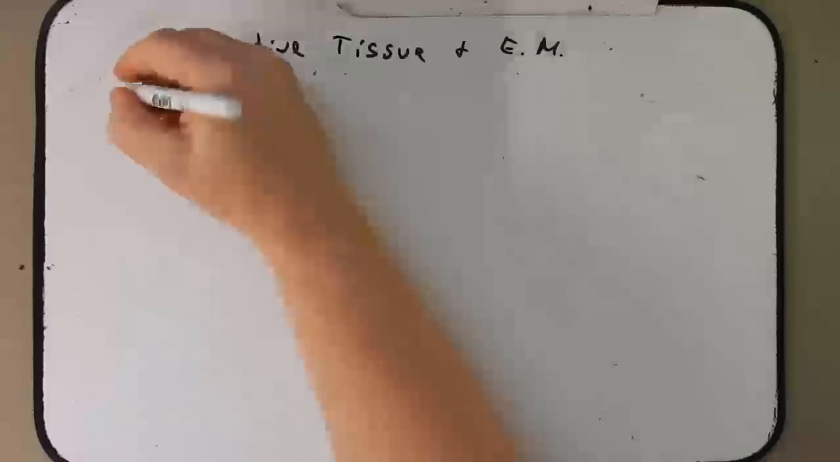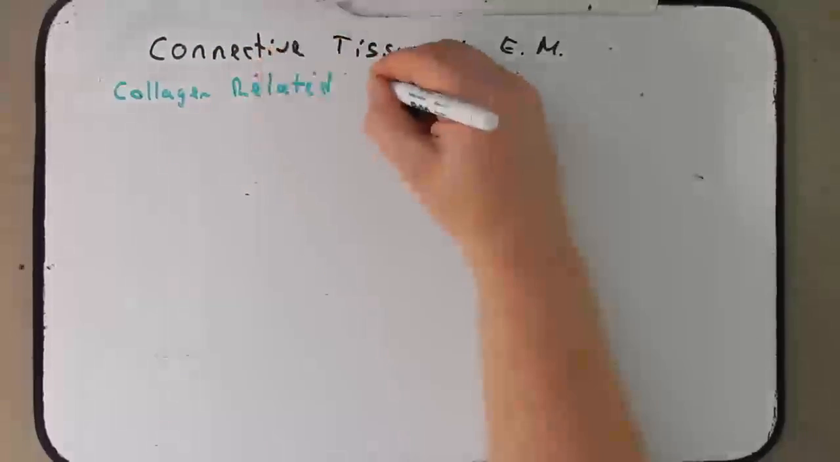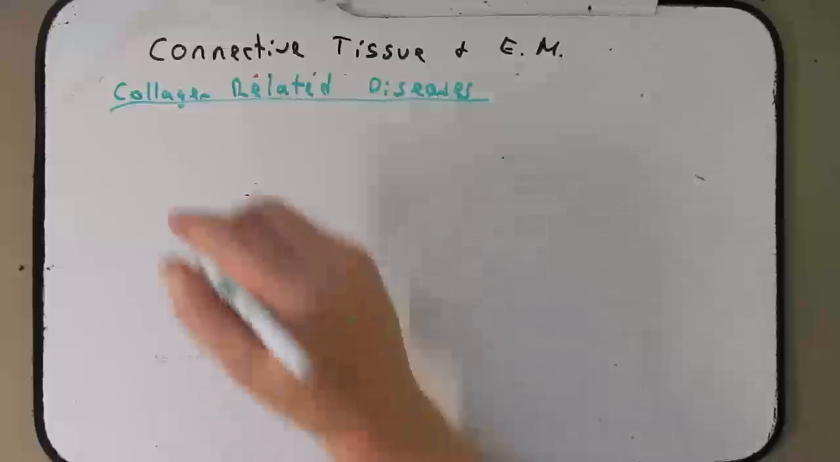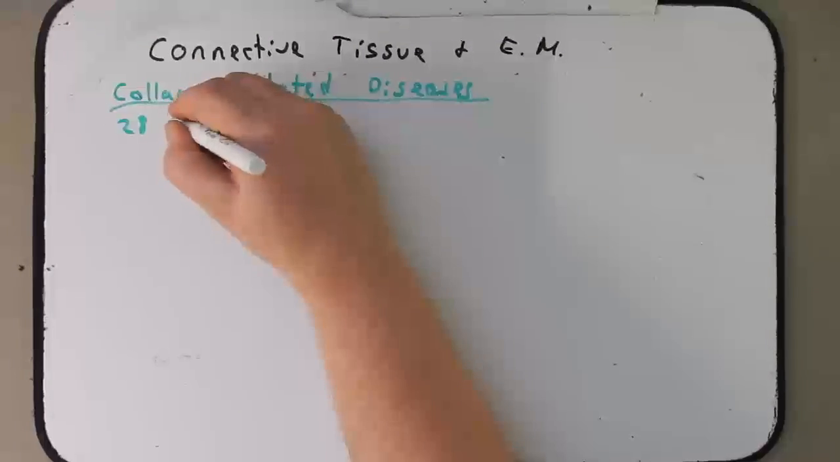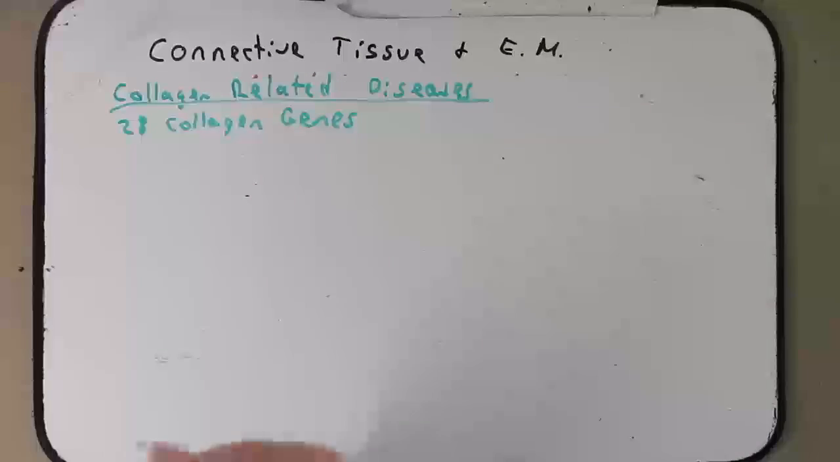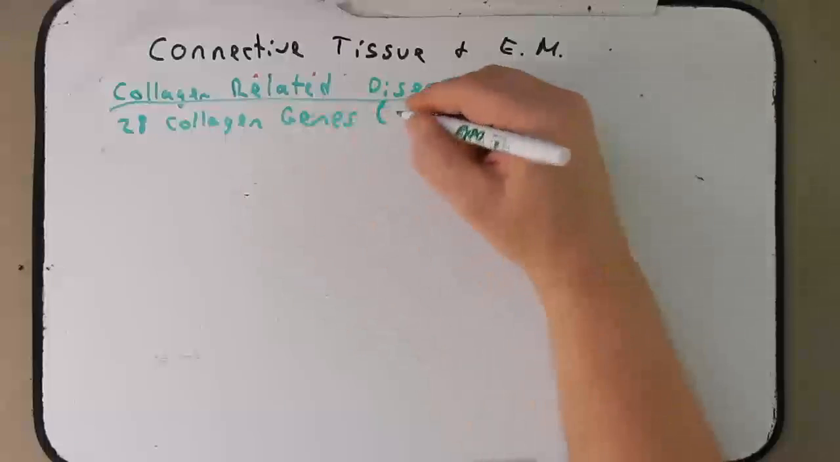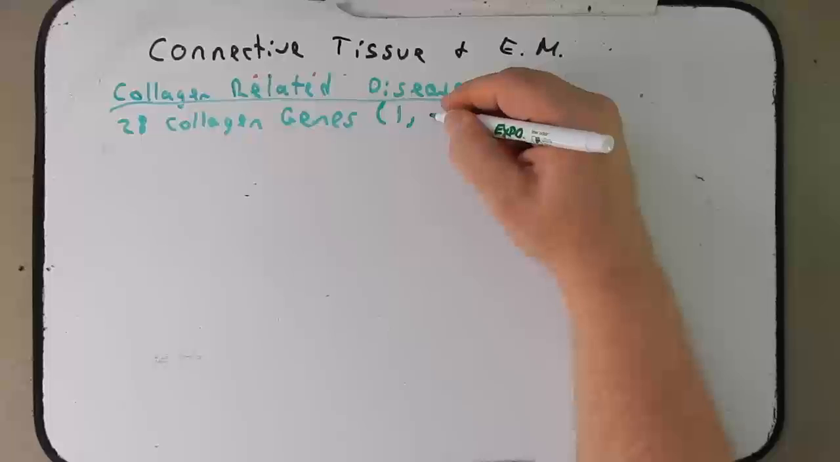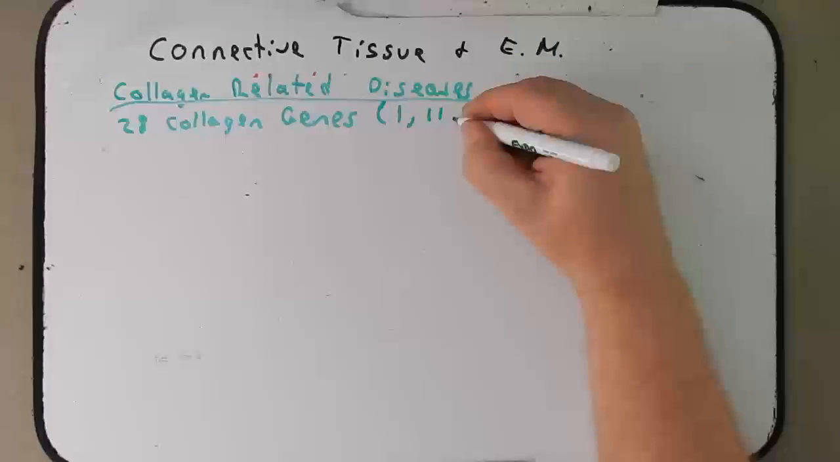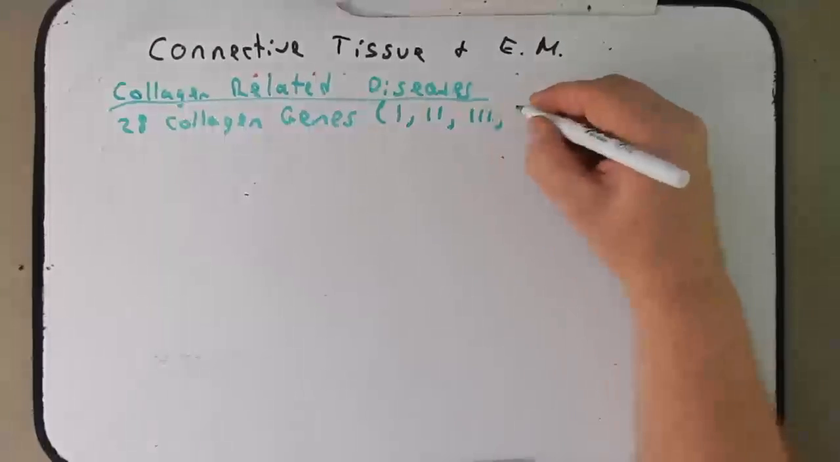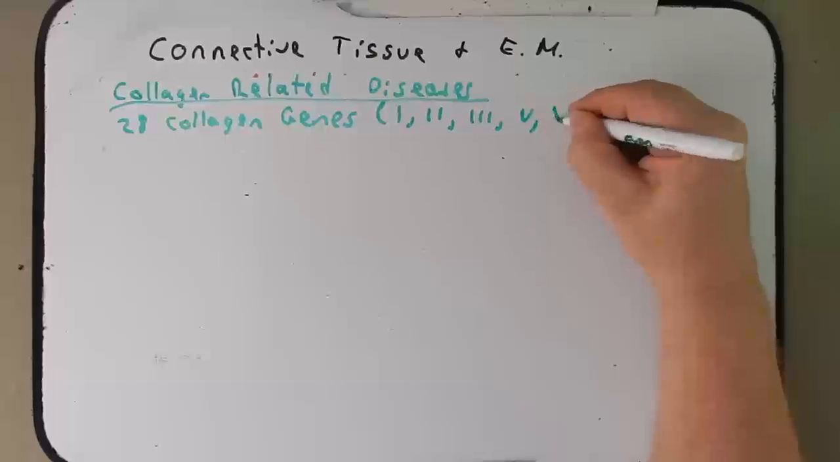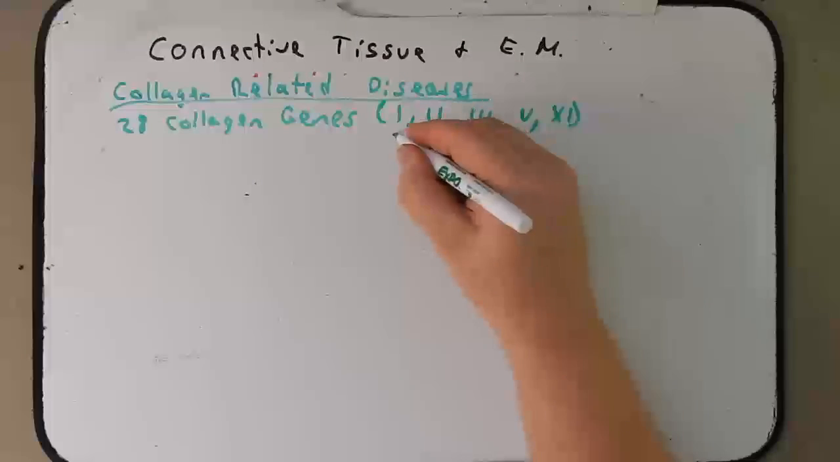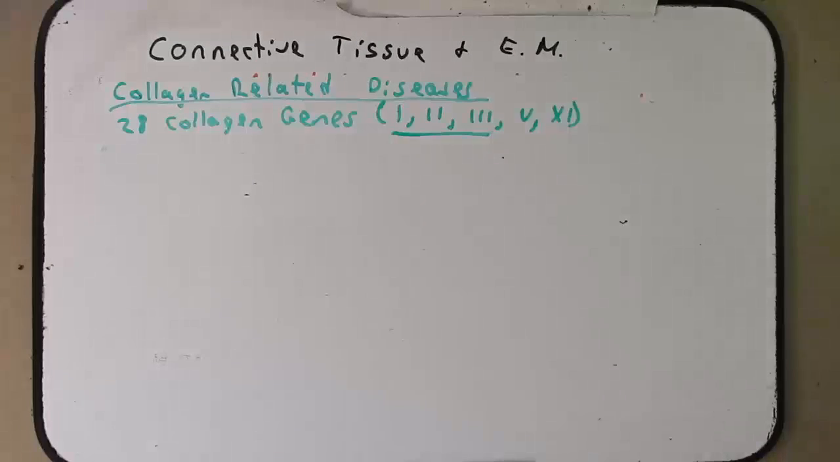Now I want to talk about collagen-related diseases. On the previous board, I said there were 28 collagen genes, at least. Of the different collagen genes, the ones that are most predominant in mammalian cells are type 1, type 2, type 3, type 5, and type 11. The first 3 types are associated with diseases, and these diseases have fairly different phenotypes.